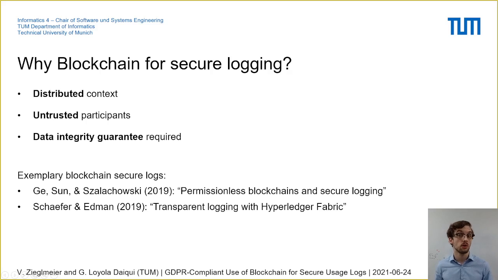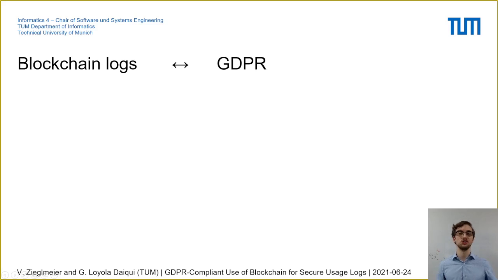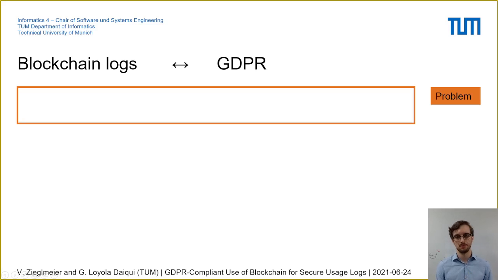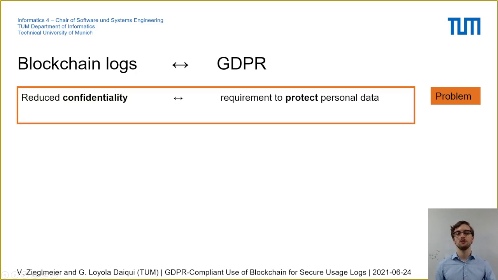Well, there is one problem though. The problem is the GDPR or other privacy legislation that give data owners more rights in regard to the use of the data. Actually, blockchain logs are fundamentally at odds with the requirements of such privacy legislation as the GDPR. And this is the problem. On the one hand, the reduced confidentiality, because everyone who is participating in the network can actually read entries, is at odds with the requirement to protect personal data. And secondly, the immutability is directly at odds with the right to erasure and by extension the right to rectification.